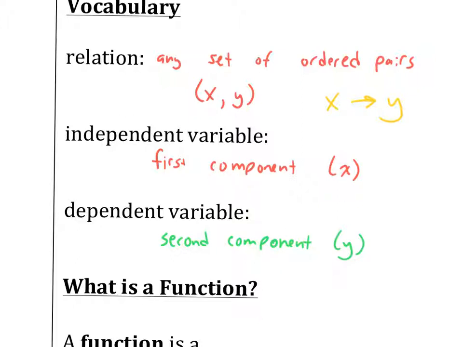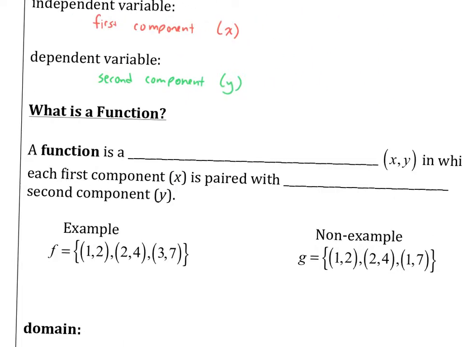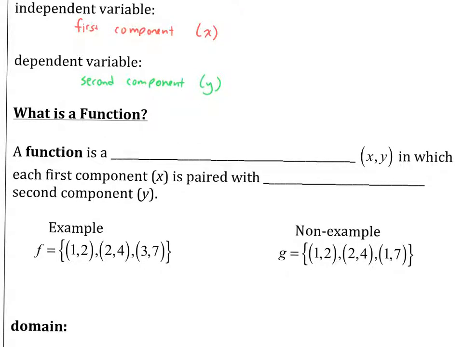For example, if you're buying shirts, and the shirts are $10 each, the cost is dependent on how many shirts I buy. So the independent variable is the number of shirts, and the dependent variable is the cost, my total bill. Okay. All right. So what is a function?